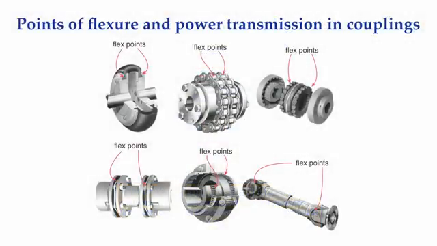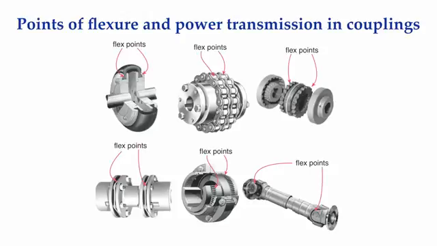Shown here are 6 radically different types of couplings, but they all share the same design feature. Every one of these couplings has 2 flexing points or flexing planes in their design. Some of the flexing points are very close together, some are moderate distances apart, and some are a considerable distance apart.